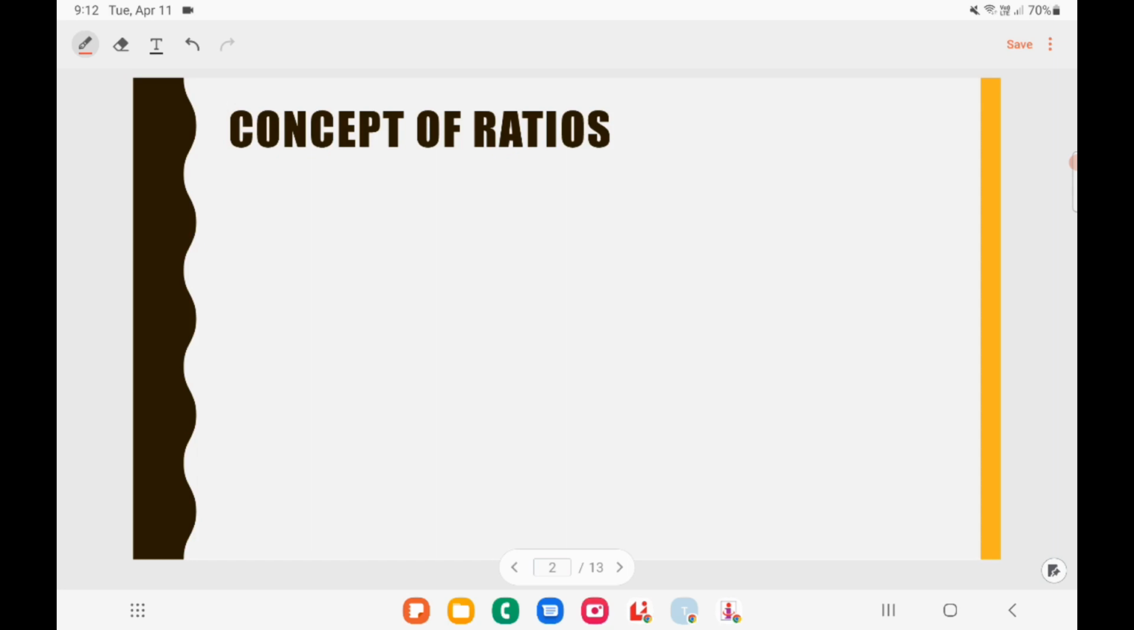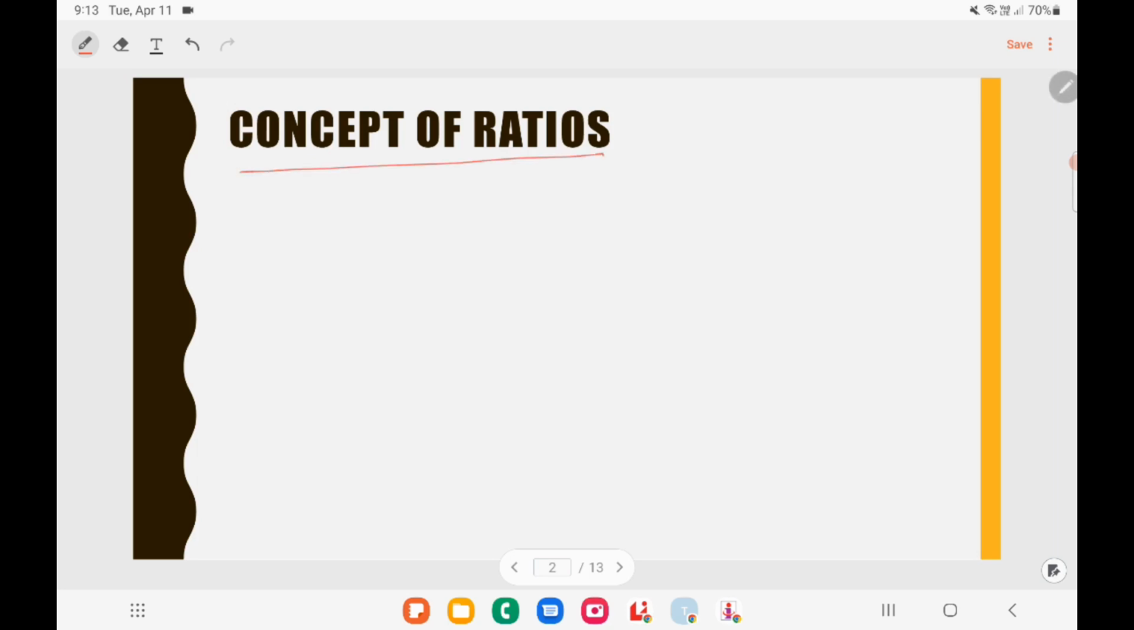So what we will be doing is, I'll be teaching you some concepts on ratios first. Then we will be moving on to different kinds of questions, and I'll be teaching you how to approach these different types of questions and also how to solve them very easily. So now let us look into some concepts about ratios.